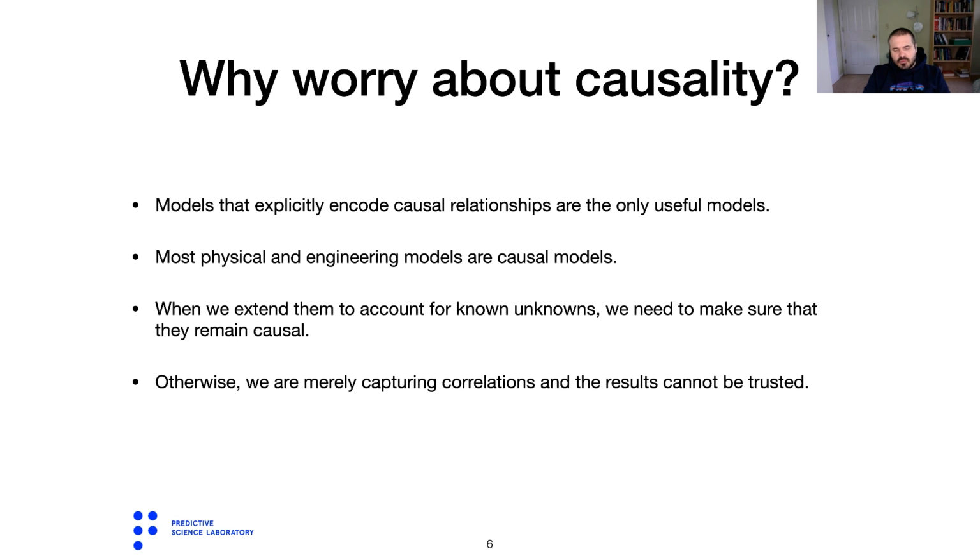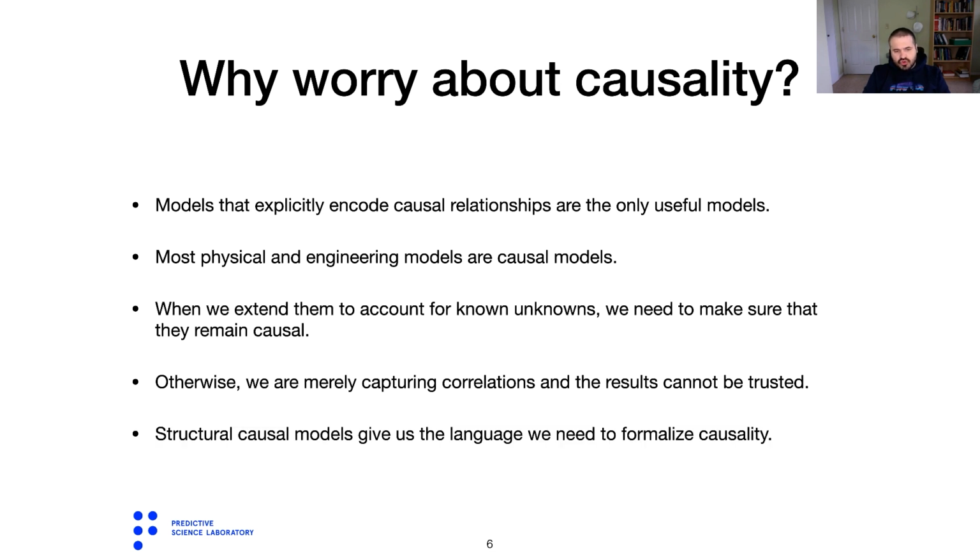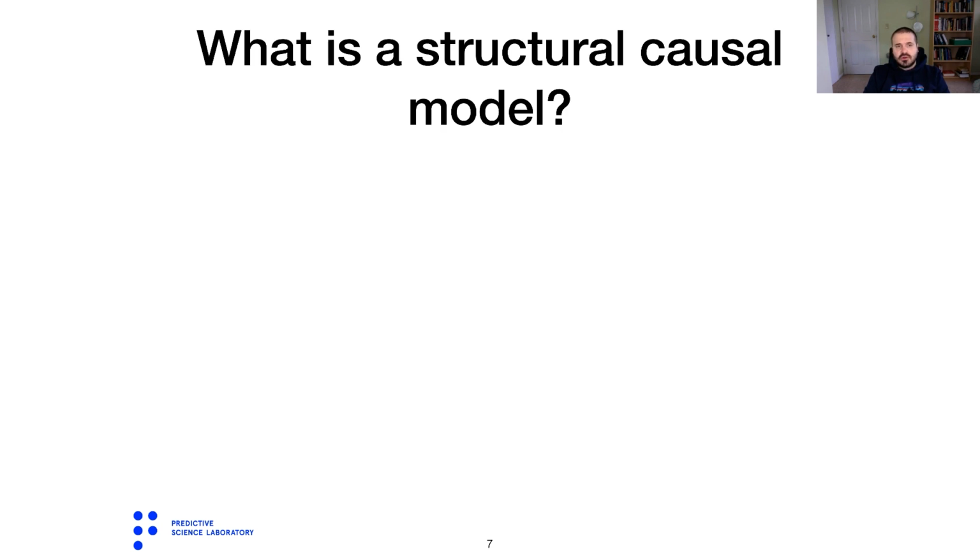The reason is that models that just capture correlations cannot tell you what's going to happen to one variable if you intervene and change the value of another variable. Causal models tell you that. Now, structural causal models are a mathematical way of describing causality. It's a way to formalize causal mechanisms mathematically. Let's see what it is all about using an example.